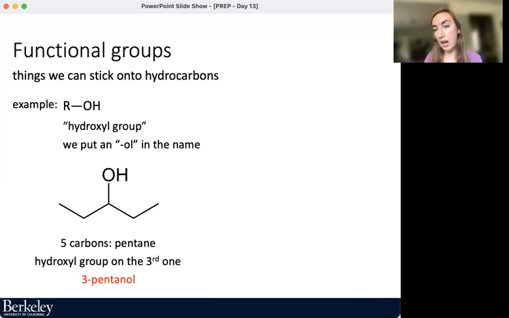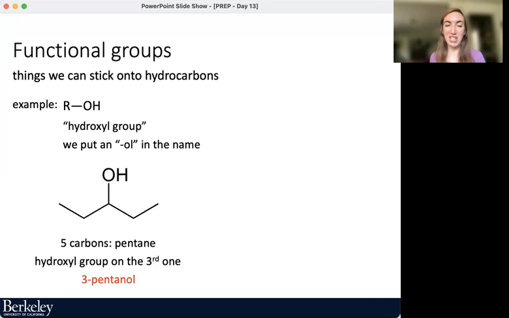So just like we had double bonds or triple bonds on the previous slide, in this case, we are sticking some extra group, in this case, a hydroxyl group. And we put a number at the beginning to indicate where that extra group is being stuck, so which carbon it's on. And we change the ending to indicate what kind of group it is. So the 3 tells me there's something going on with the third carbon, and the -ol on the end tells me that what's going on with that third carbon is I've added this hydroxyl group, this OH.